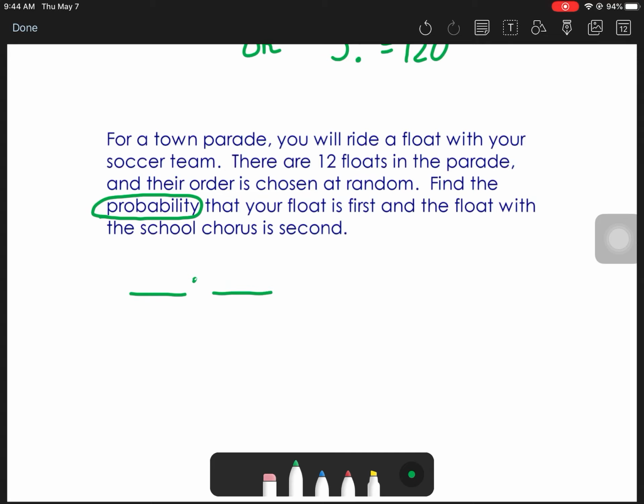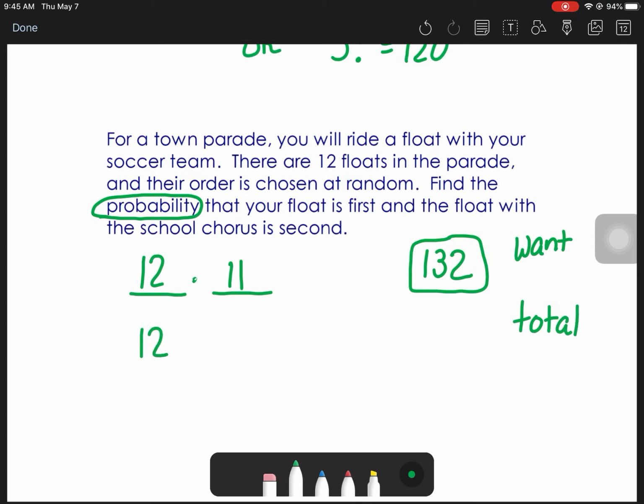All right, so there are 2 spots that you're choosing. You have 12 choices for your first and 11 choices then for the chorus, which means there are 132 different combinations in the parade where you could be first and the chorus could be second. But I'm looking for probability. So this is what I want, but I also need the total.